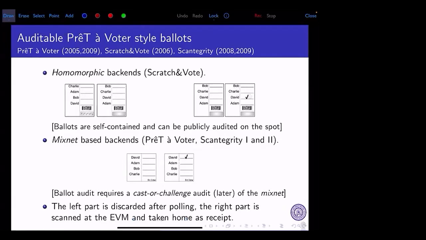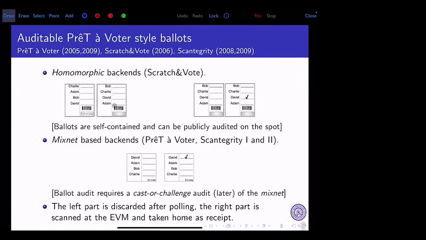And in homomorphic backend, what you have is an encryption of this randomness. In this case, there are four candidates, so this QR code will have four sections. The first section will encode the vector 1000. The second will encode the vector 0100. The third will encode the vector 0010. And the fourth will encode the vector 0001. Right? And the encryption parameters are here, under a scratch cover, which should normally be opened only for audit.